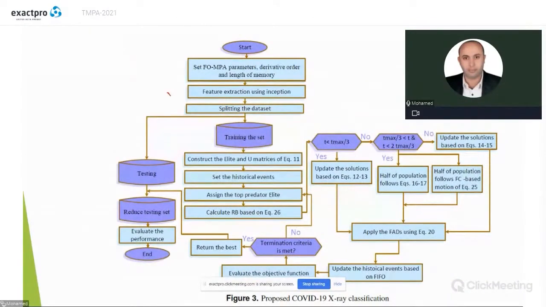First, we extracted the features by the Inception technique. After that, we divided the data into training and testing. After that, we used the training set to determine the relevant features by using the operators of the modified version of MPA, the marine predator algorithm, with fractional calculus. Fractional calculus or fractional order is used here as a memory for the algorithm that saves the previous positions or previous values. After obtaining the best solution, which is considered the best relevant features, we reduce the size of the testing set according to it and evaluate the performance of our algorithm.